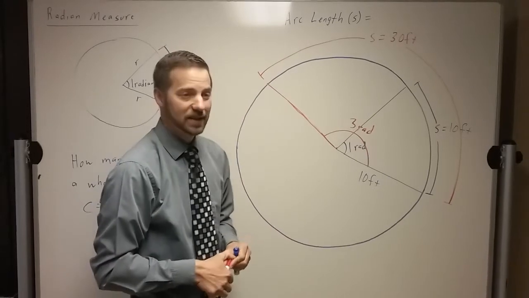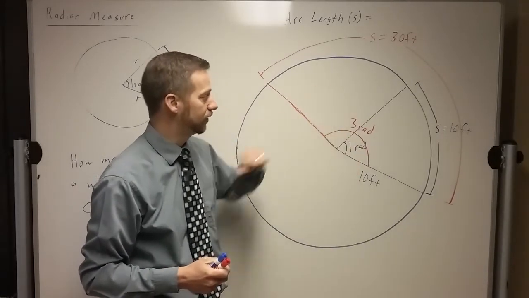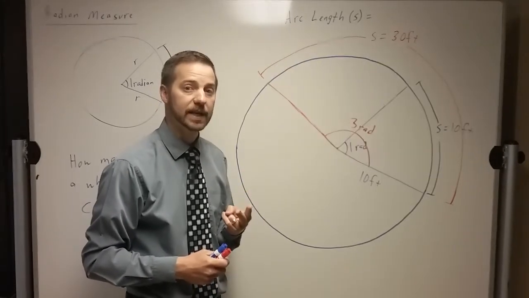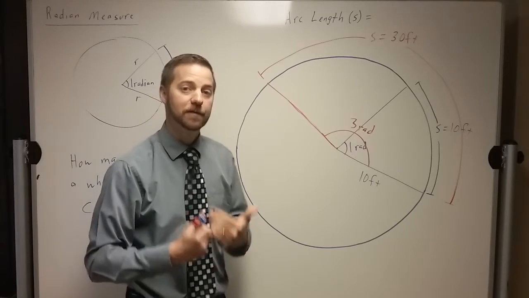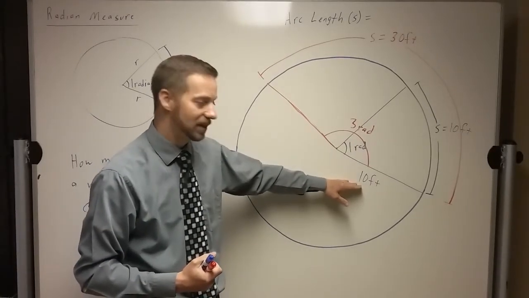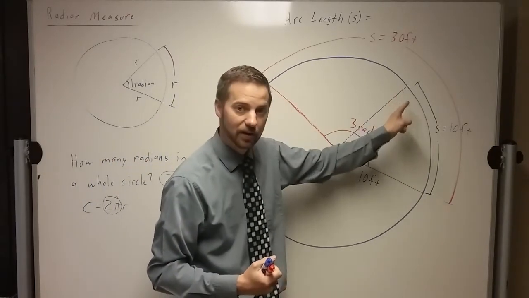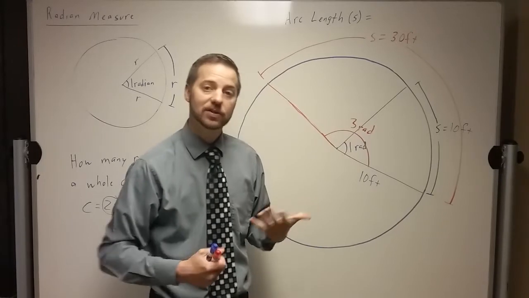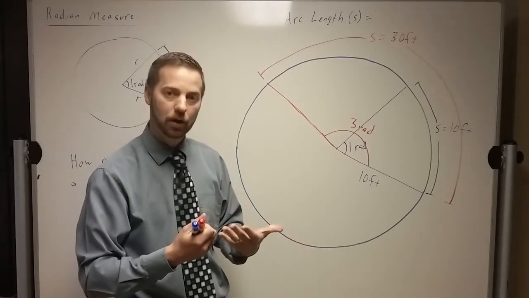Now, I'm hoping that you guys are starting to see a pattern here. So if I do 1 radian, it would be 10 feet, 3 radians would be 30 feet. If it were 2 radians, it would be 20 feet. If it were 5 radians, it would be 50 feet. Basically what I'm doing to come up with these lengths, since each radian makes 1 radius out here, I'm just doing the angle in radians times the radius. That gives me the arc length.